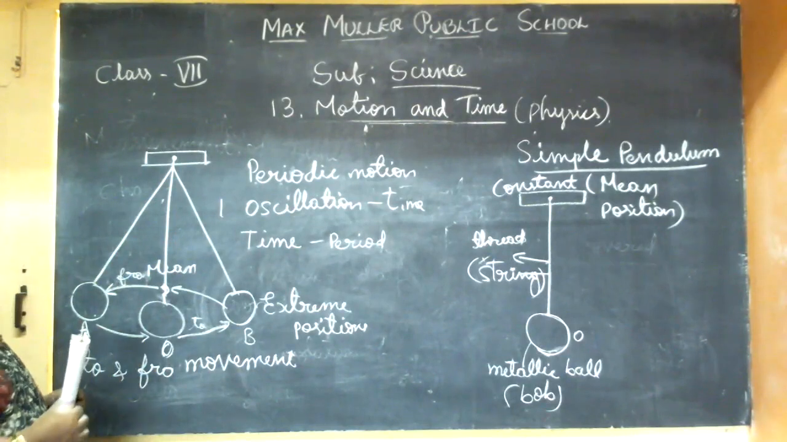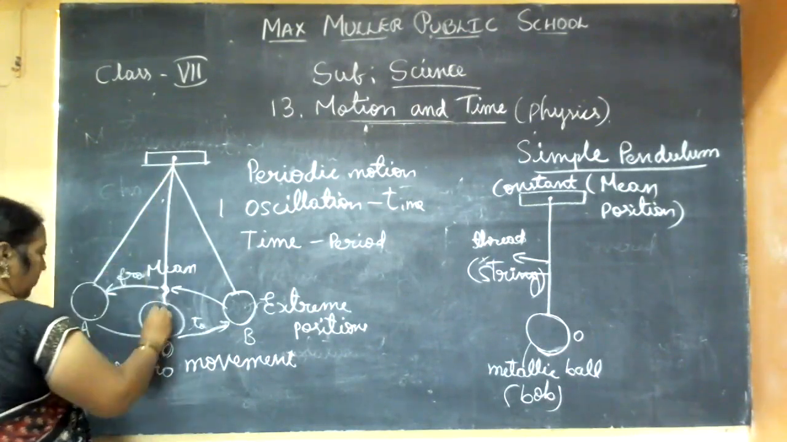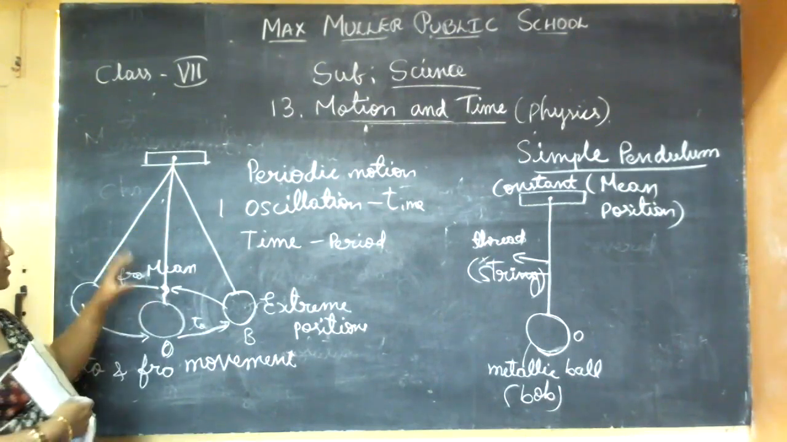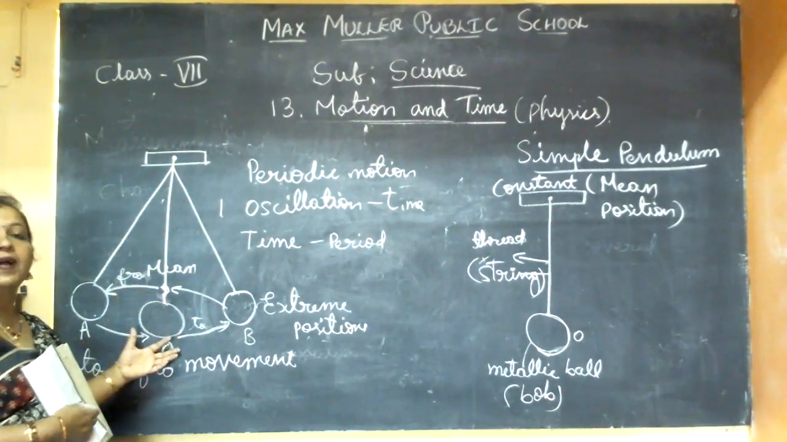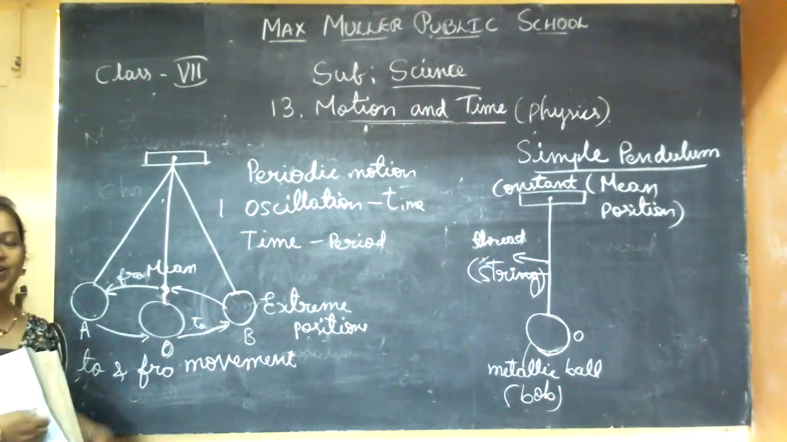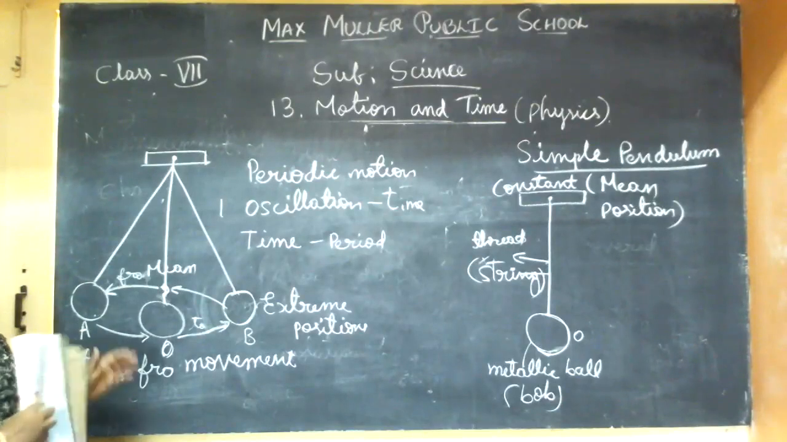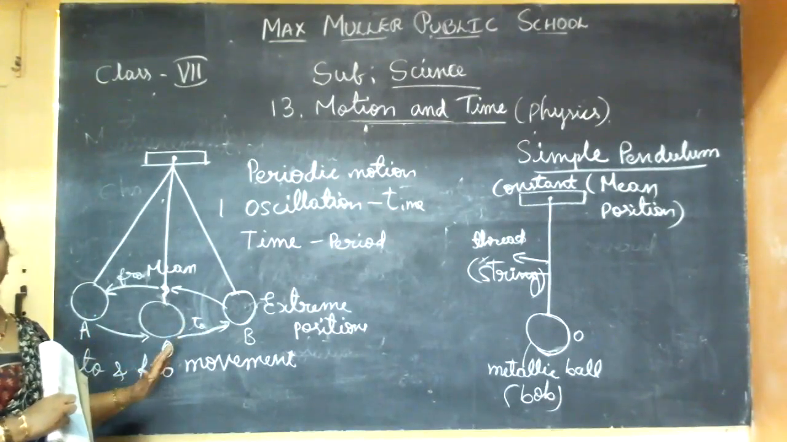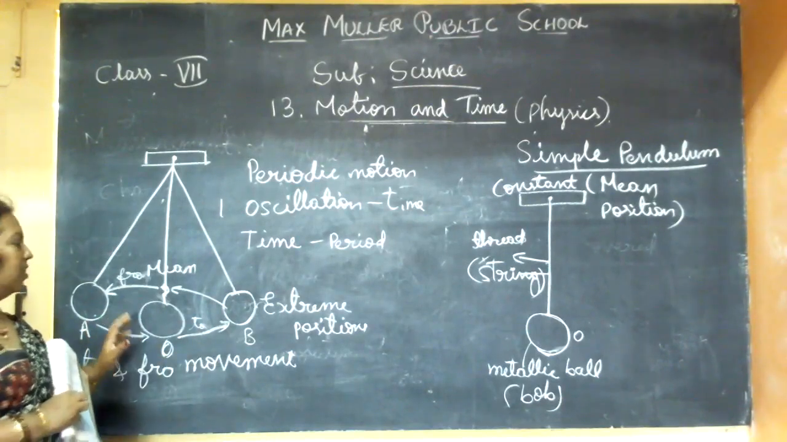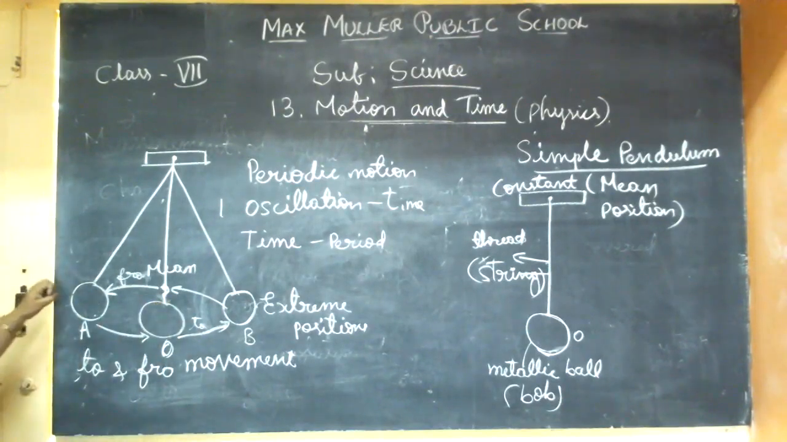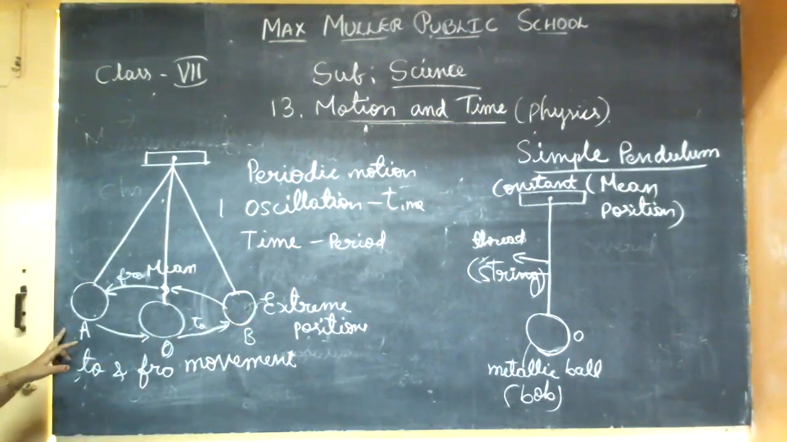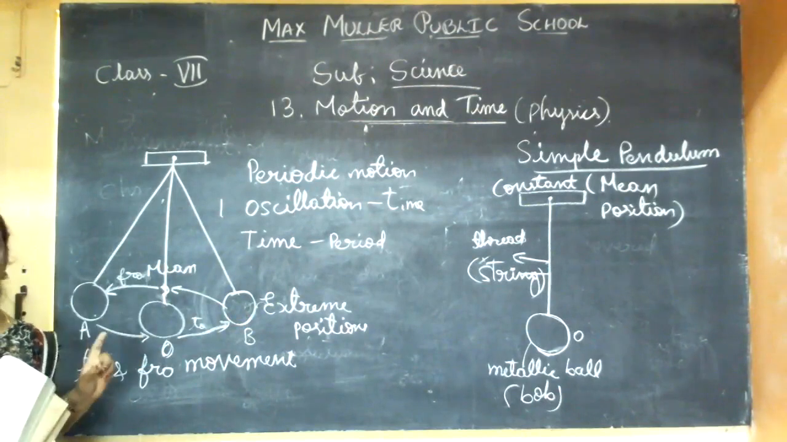Then you should be careful that below this you have to mark the O position, because if you hang the ball there, you cannot write it later. So we are writing the O position below. Now you should not push the ball for its movement. Just drag the ball and leave it from A. So A to B it is going, B to A it is coming. We will call it one oscillation.